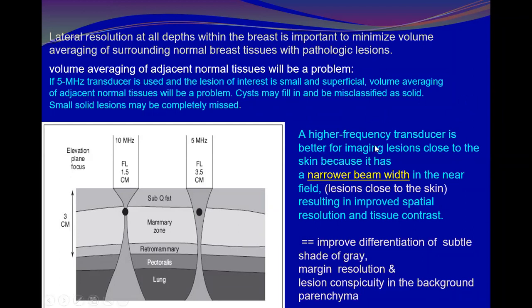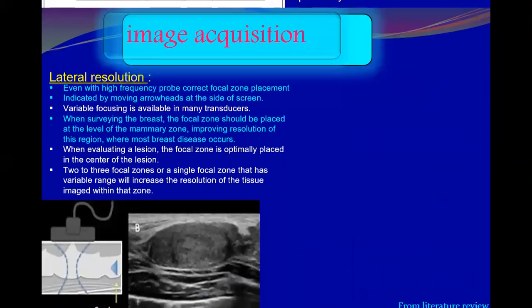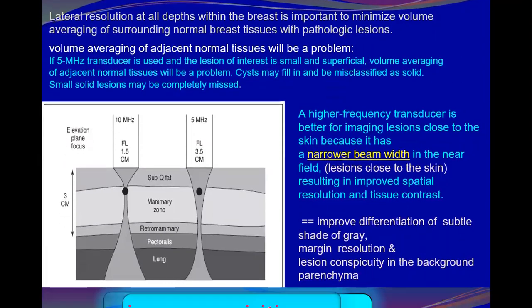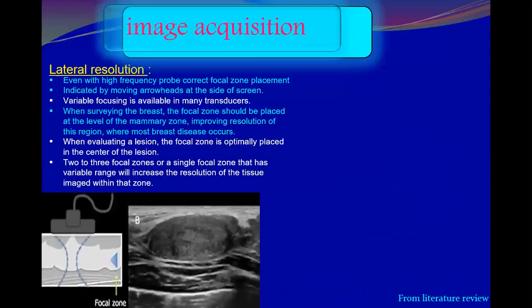So yes, that is why the higher frequency transducer is better for imaging lesions closer to the skin, because the narrow zone or narrower beam width will be closer to the skin. This will improve differentiation between subtle shades of gray and the margin resolution, as well as lesion conspicuity in a background of fatty parenchyma. This we call lateral resolution regarding the depth. Also, this can be affected by optimizing the focal zone.